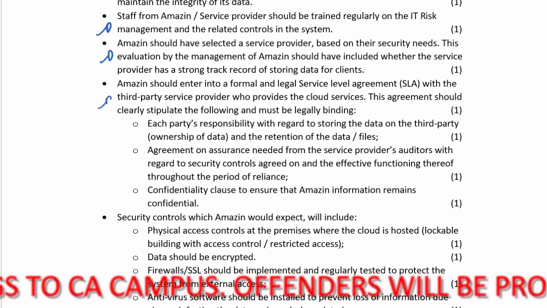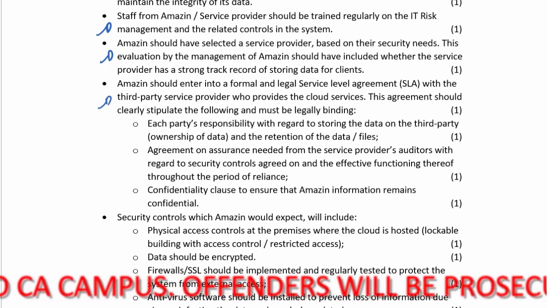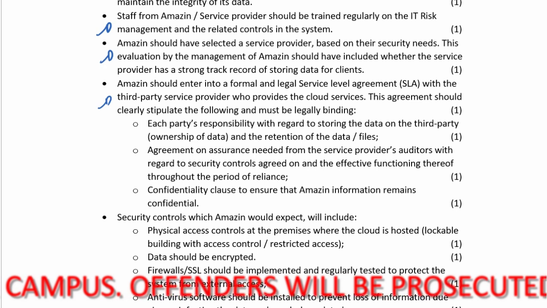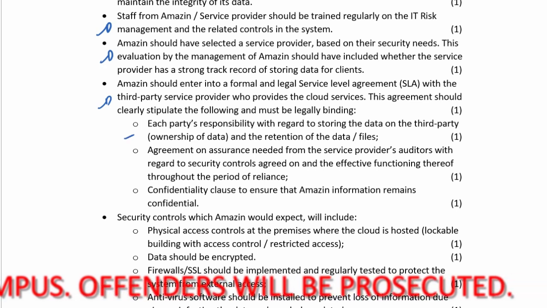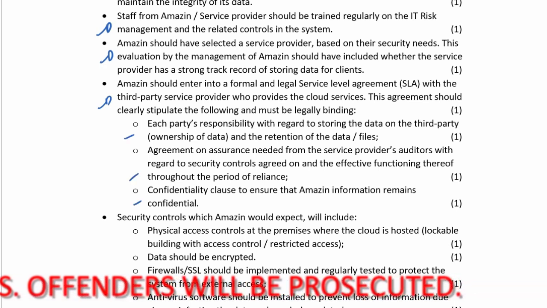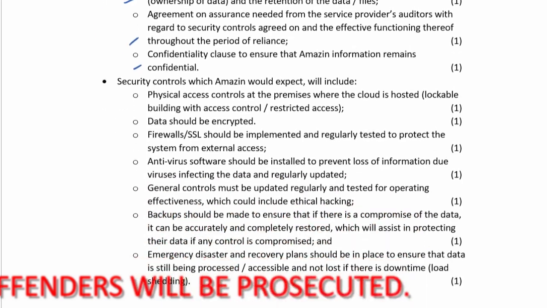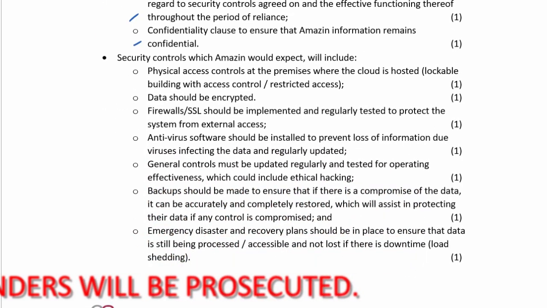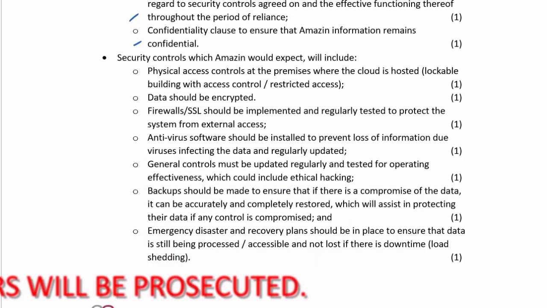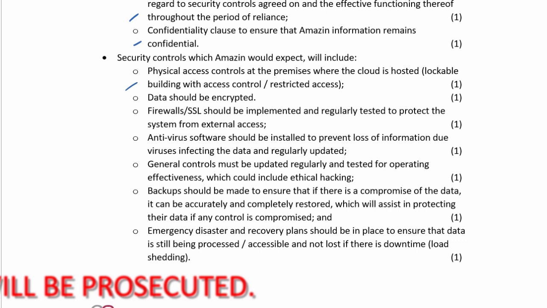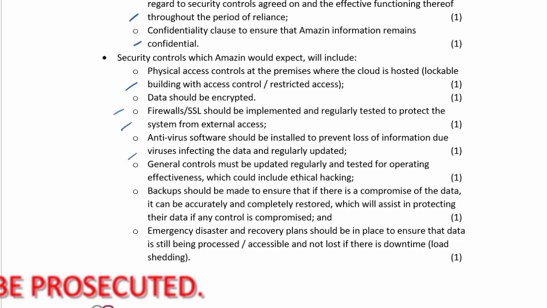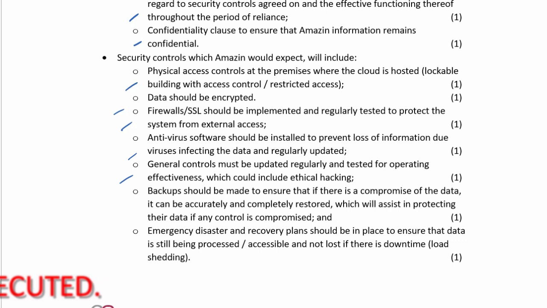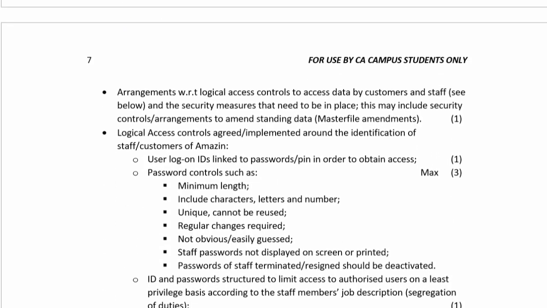So there must be that level agreement, and then the agreement must have the responsibilities and the controls required, as well as the confidentiality clause. And then it details what are those controls. Physical controls, data encryption, firewalls, antivirus, general controls that are tested regularly, backup, emergency, disaster, and recovery plans. We didn't actually note that, but that's important.